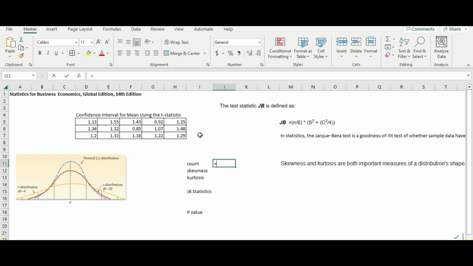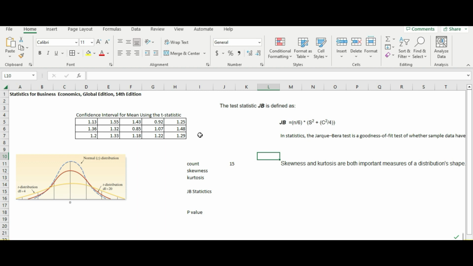So first we need to check the total population. We just use count. So there is a total population of 15. And by the way, we are testing here the skewness and the kurtosis. Skewness is the measure of distribution shape, whether the left and right tails have the same mound shape.